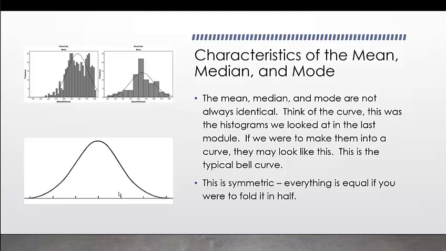Think of the curve. These were the histograms we looked at in the last module. If we were to make them into a curve, they may look like this at the bottom. This is a typical bell curve, where we see average is right in the middle. On this bell curve, we're considering that our mean, median, and mode are all the same. And this is what our hypothetical 10-student test score would look like, pretty much. It is very symmetrical. Everything's equal. If you were to fold it in half, it would be equal on each side.